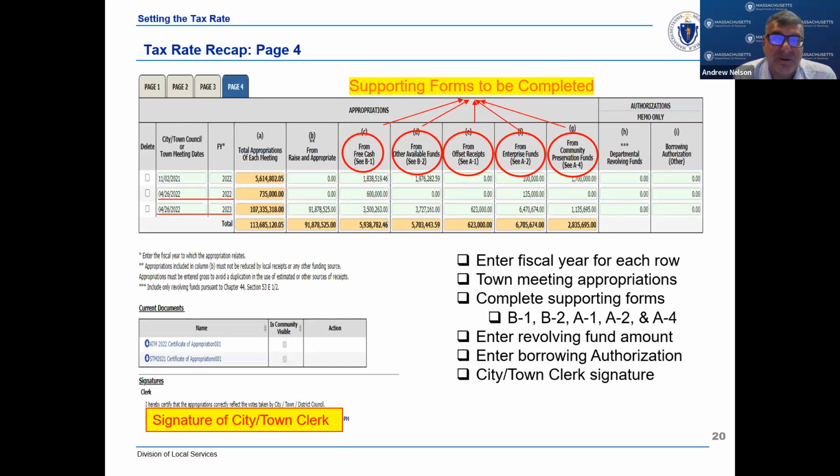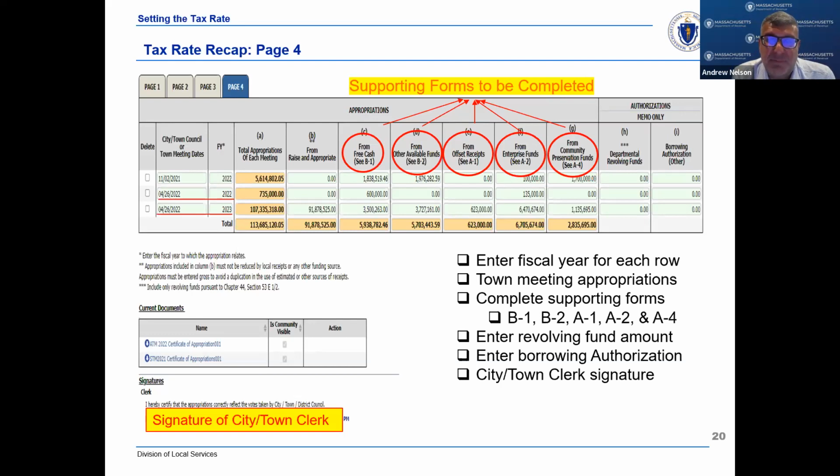Votes to reduce the tax rate show up on page 2 of the recap, and we'll get into that a little bit later. Column D is from other available funds. These are available funds to the community that you can vote for any legal purpose. They get reported on the form B2. Column E is from offset receipts. I will touch on those briefly in a few minutes. They are reported on form A1.